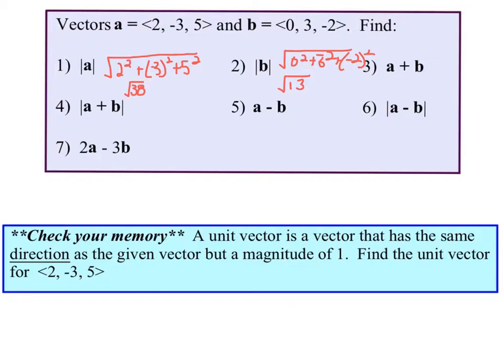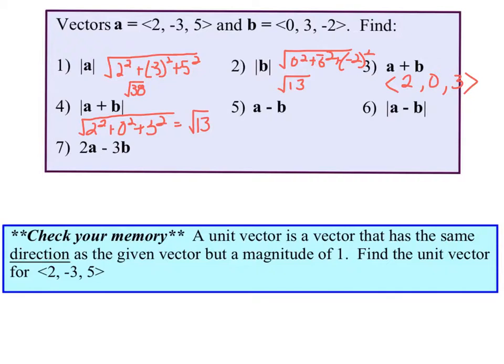Next, I'm adding the two vectors together, A plus B. So 2 plus 0 is 2. Negative 3 plus 3 is 0. And 5 plus negative 2 is 3. So there's the vector A plus B. So then I said, well, what's the magnitude of A plus B? So the magnitude, of course, would be 2 squared plus 0 squared plus 3 squared. So again, 4 plus 0 plus 9, it is the square root of 13.